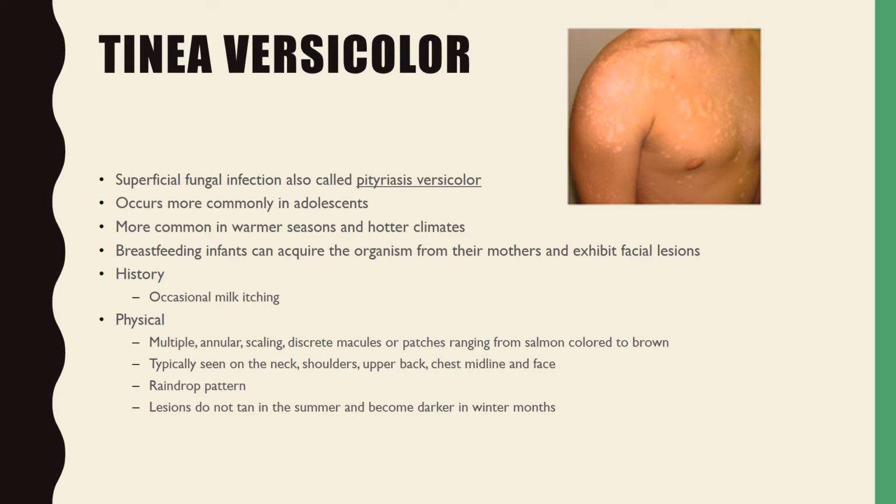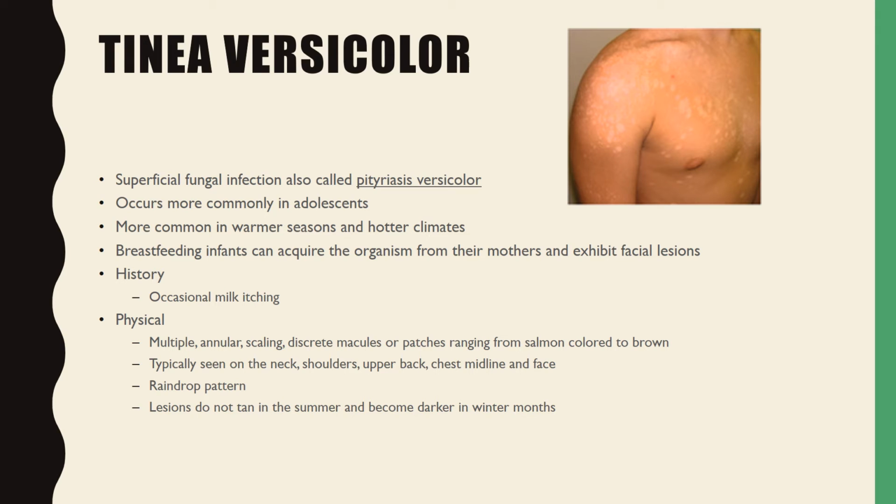This occurs more commonly in adolescents. It's common in warmer weather and hotter climates. Breastfeeding infants can get it from their mothers, and they'll have facial lesions. For the history, you're going to see they should have an occasional mild itching. In their physical exam, they'll have multiple annular scaling, discrete macules or patches ranging from salmon color to brown. So there can be a wide range in coloring.